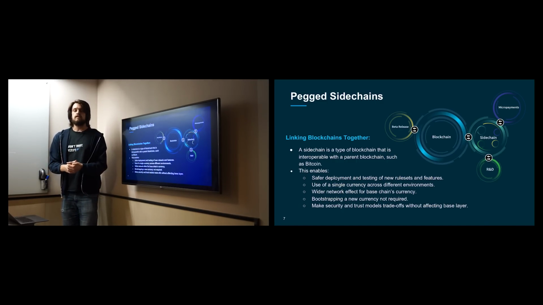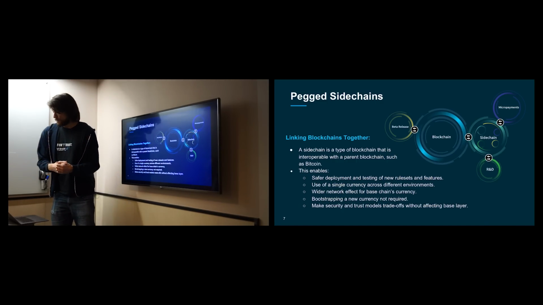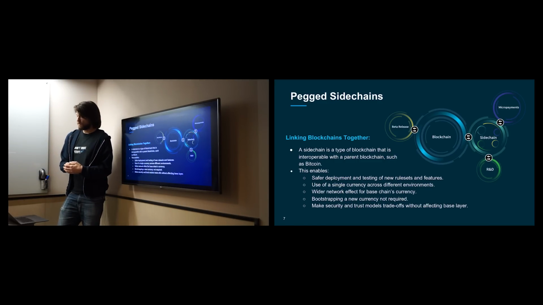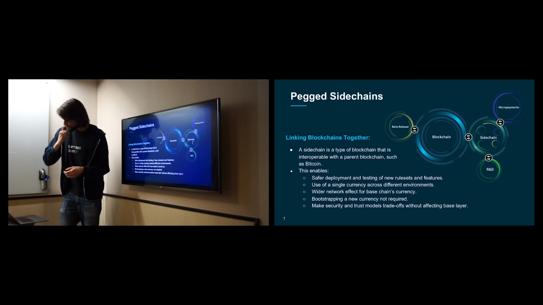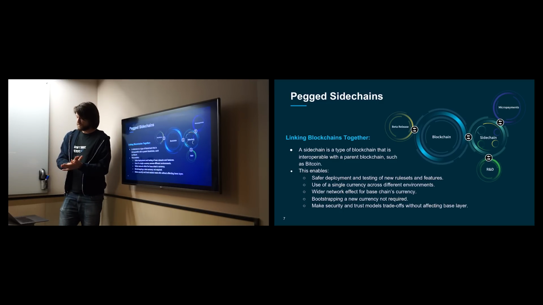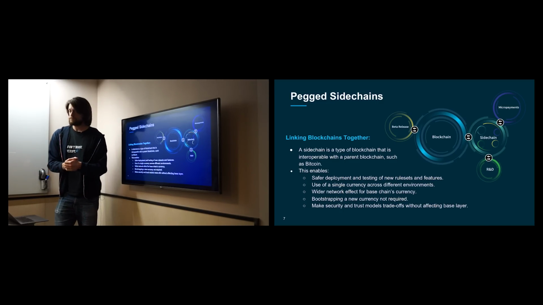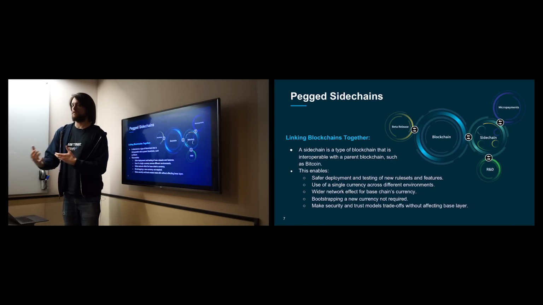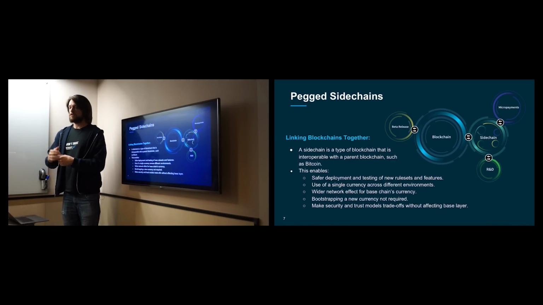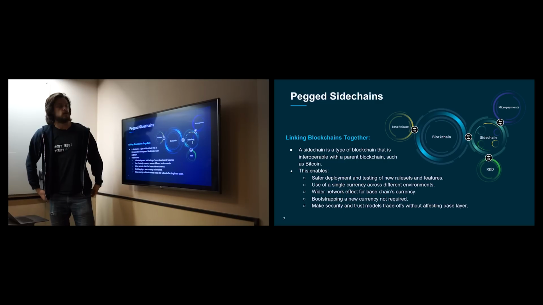and testing of new rule sets and features. So you can test them on a sidechain without affecting the base layer at all. It allows you to use a single currency in a variety of different environments. There's a wider network effect for the base chain. And then you don't need to bootstrap a new currency from the beginning. And then, yeah, you can play around with different security trade-offs without affecting other people.